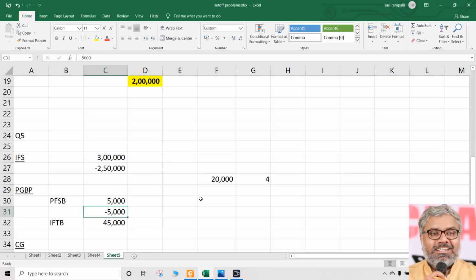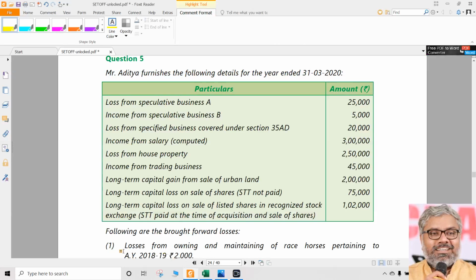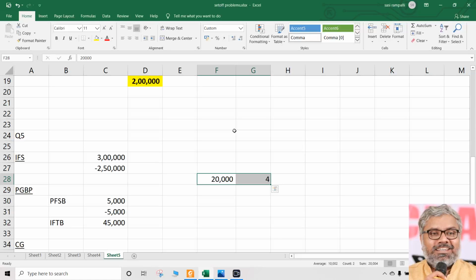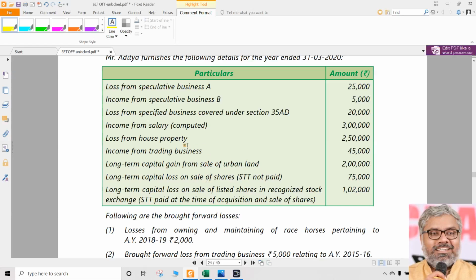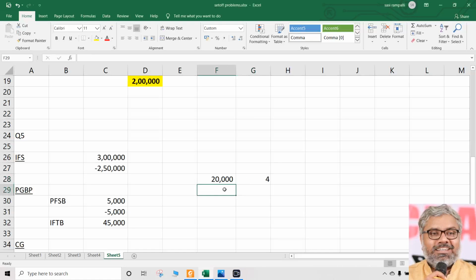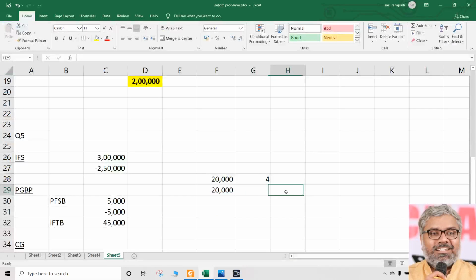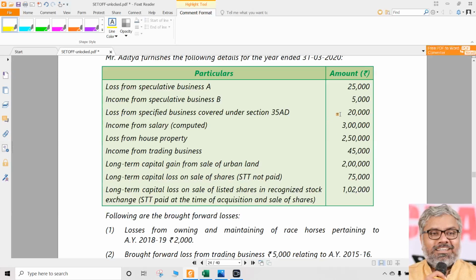Treatment is over. Here you should write 5,000, 20,000 in the note below, not on the side like this. Then income from speculative business, we have already taken that. Second, loss from specified business, 20,000, can be set off only against the profits from specified business, and we don't have any such profits. Because we have profits only from trading business, this 35 added 20,000, another loss, can be carried forward indefinitely, and can be set off against the profits of specified business only in future. So we cannot write any limit here. In the note I should write that 20,000 can be carried forward to future years indefinitely.